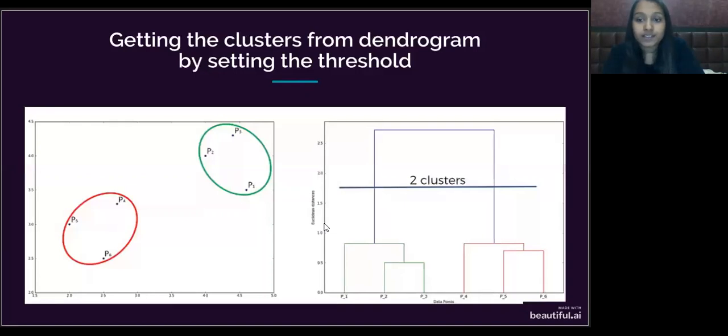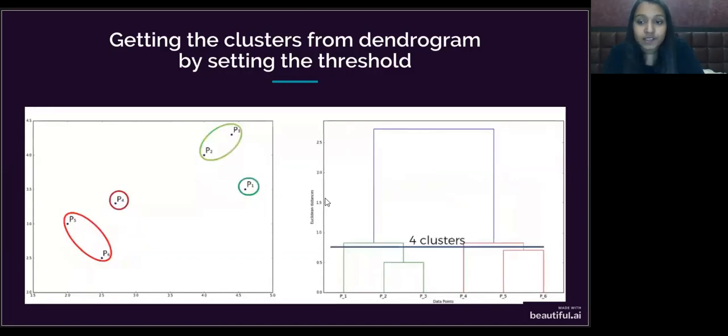Suppose we set the threshold between 1.5 and 2, that is around 1.7. Then by counting how many vertical lines are crossing this threshold, we can find the number of clusters. As we can see in this diagram, there are 2 vertical lines that are crossing the threshold. So we can say that there are 2 clusters.